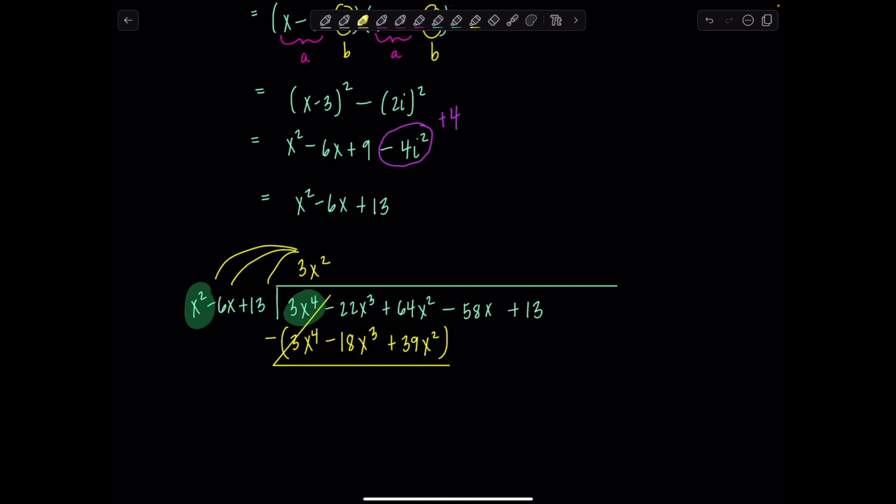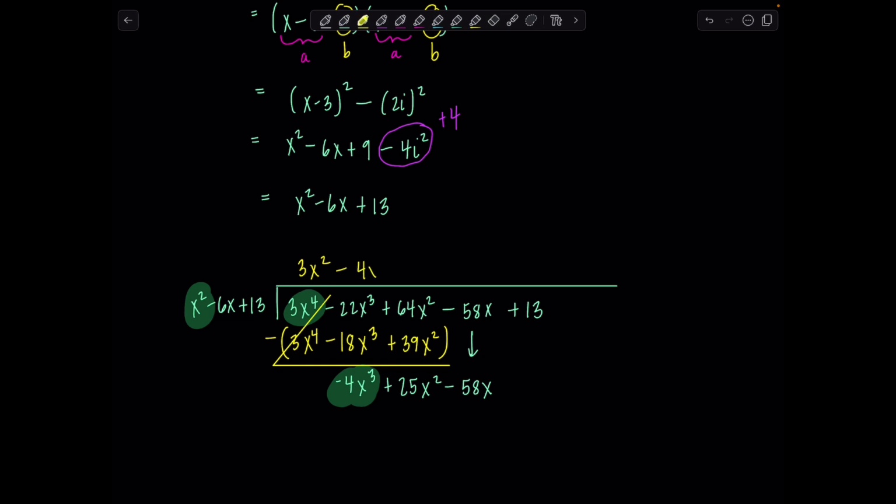This cancels. Now this is negative 22 plus 18, so that's going to be negative 4x cubed. And then 64 minus 39 is plus 25x squared. We okay? Then bring down negative 58x, and then repeat the process. And don't get overwhelmed. Just look at the leading terms. What do you multiply x squared by to make it negative 4x cubed?